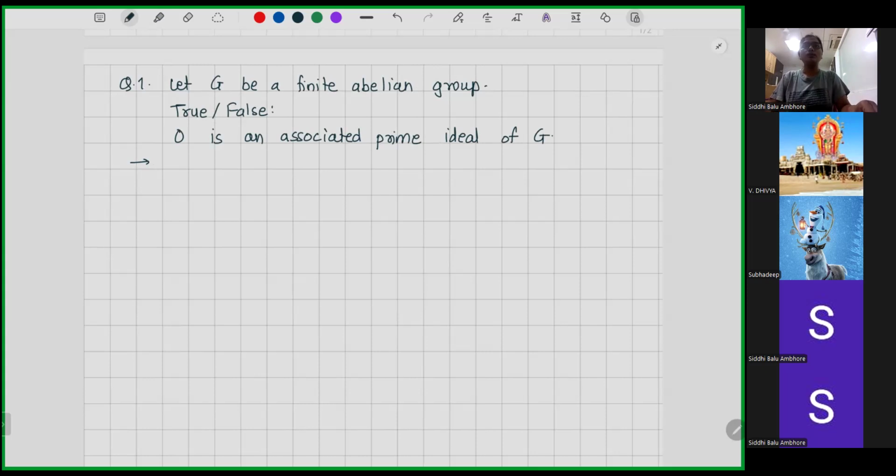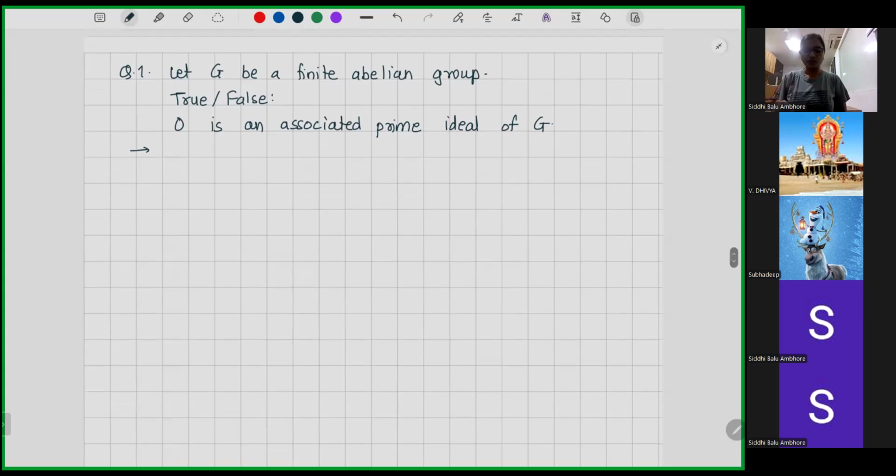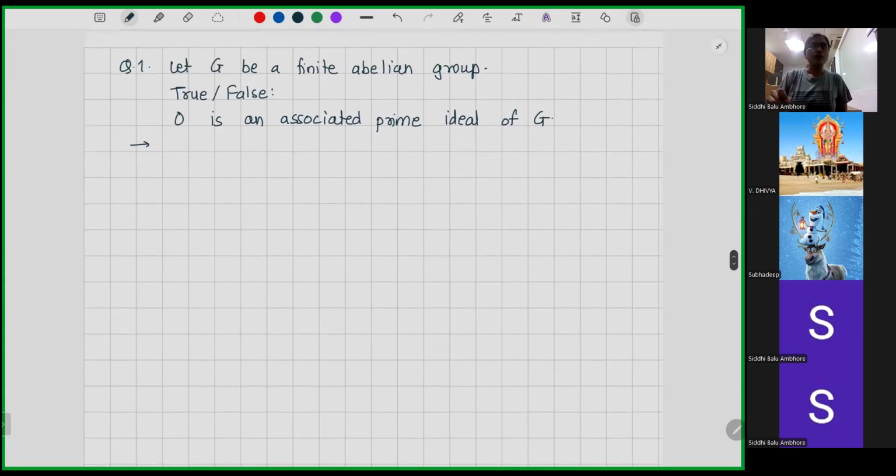To talk about this associated prime concept, we look at a group as a Z module. Every abelian group is a module over Z. So first of all, let us see the definition of an associated prime.